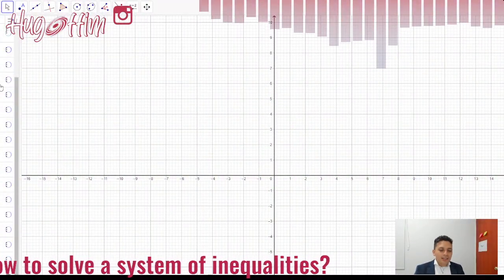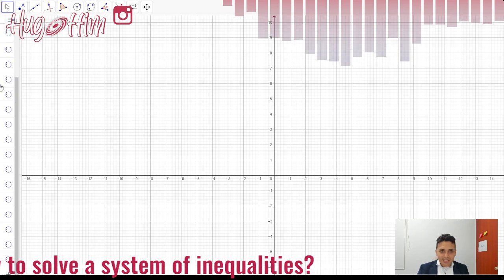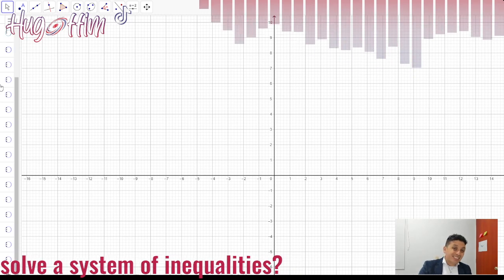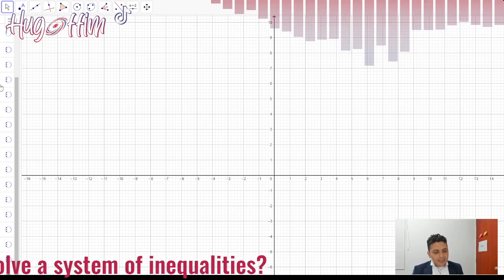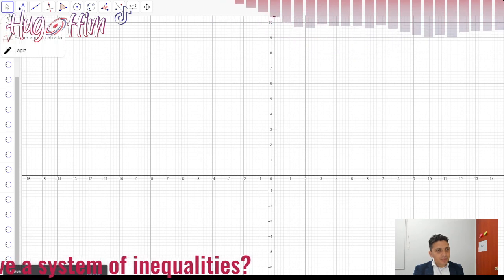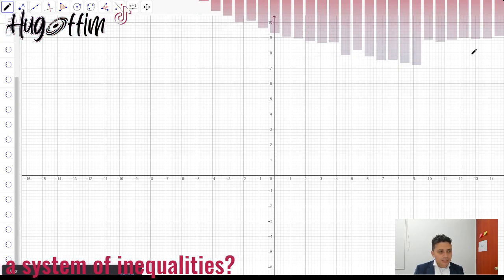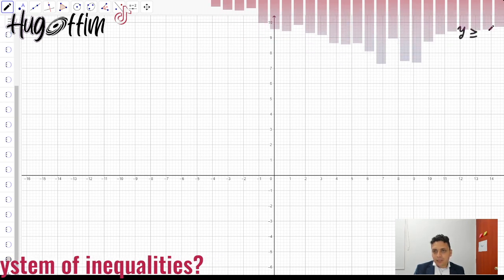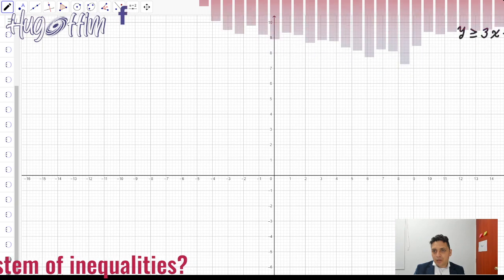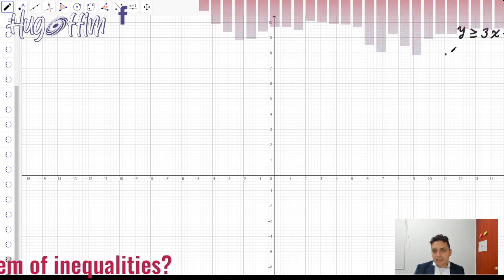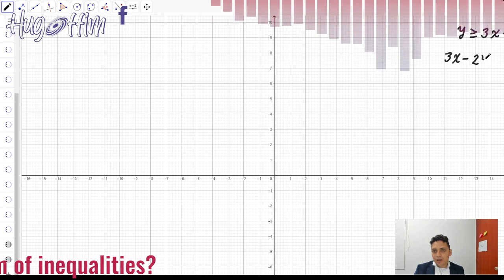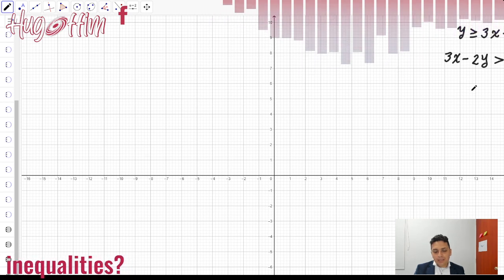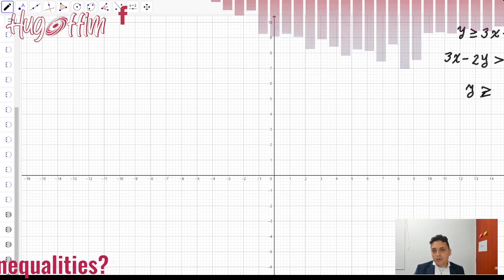Okay, to solve a system of inequalities, you need to know how to graph inequalities. This is the first step that you need to verify in order to solve a system of inequalities. So we're going to start with a system of inequalities. Let's write it on this side. The system is y greater than or equal to 3x minus 1. The other inequality is 3x minus 2y is greater than negative 6. And the other inequality is y greater than or equal to 2.